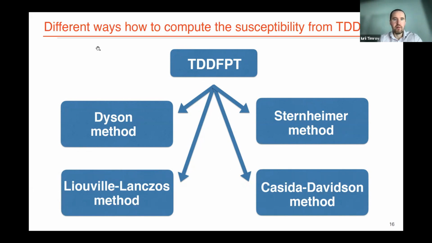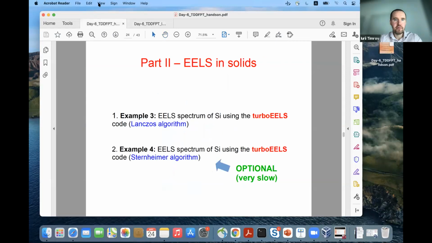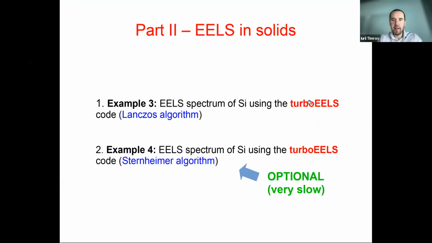Okay, so let me switch to another slide. We have two remaining exercises. First one, using the turbo_eels code with the Lanczos algorithm for silicon. And then again turbo_eels code with the Sternheimer algorithm, and again for silicon. By the way, the Sternheimer algorithm was implemented by Oscar.